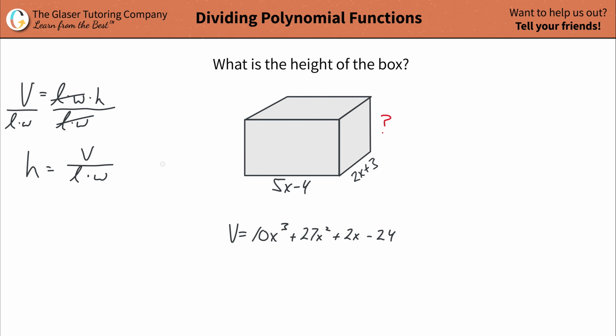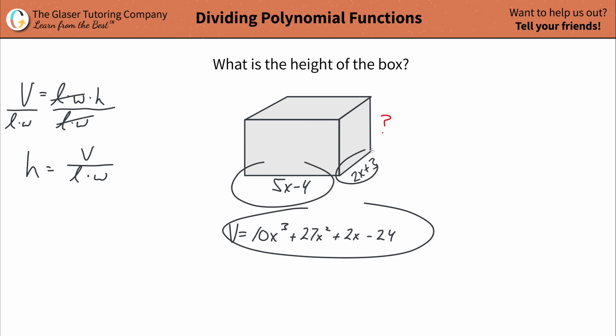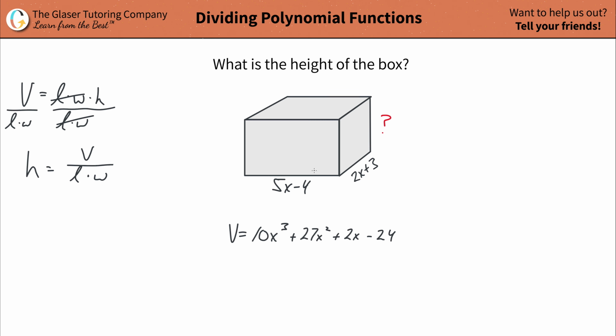All right? Now I know these numbers don't look very nice, and they're not really numbers, they're kind of functions, right? Because they have an unknown. But the theory stays true. To find the height, you need to know three things. And we do know things about those three things. We know that the volume is this, the length is this, and the width is that.